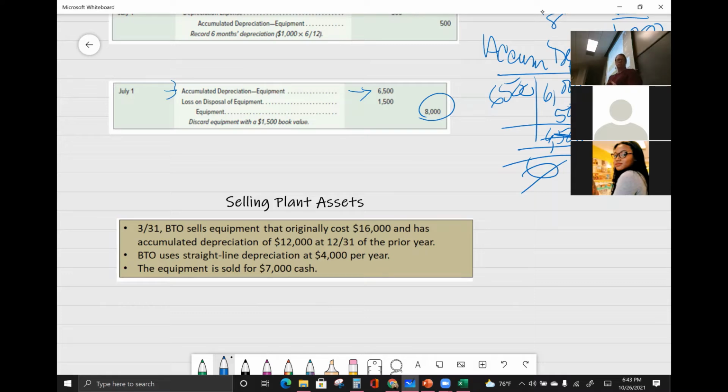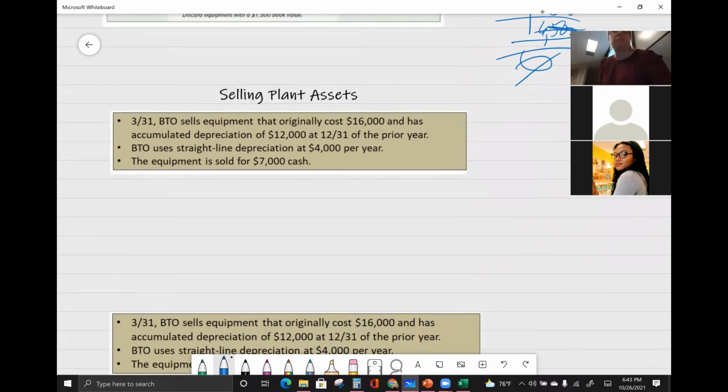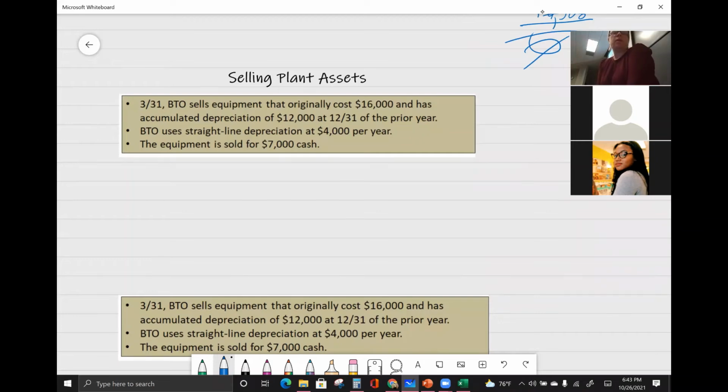All right, so let's say we sell it. So on 3/31, BTO sells equipment that originally cost $16,000. It has accumulated depreciation of $12,000 at 12/31 of the prior year. BTO uses straight line depreciation at $4,000 per year. The equipment sold for $7,000 cash. Okay, so we had a cost of $16,000.